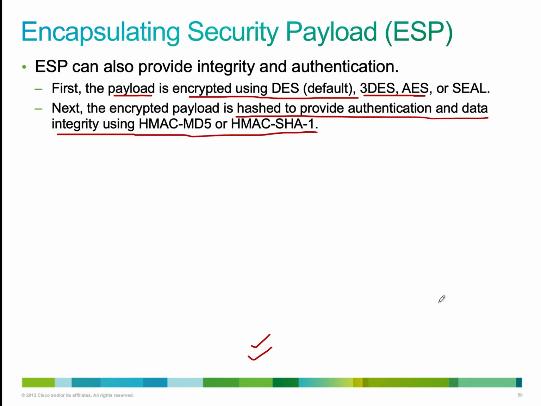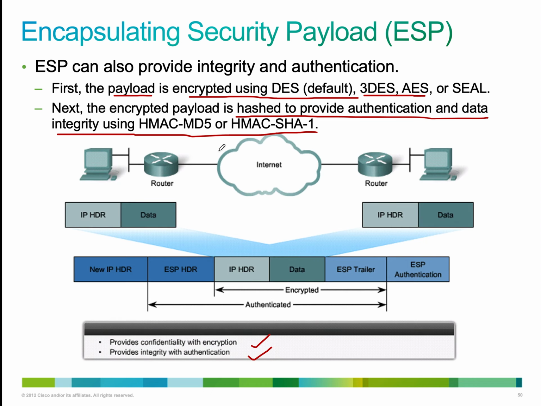We already mentioned this. First, the payload is encrypted using DES by default, or 3DES, or AES. Next, the encrypted payload is hashed to provide authentication and data integrity using HMAC-MD5 or HMAC-SHA-1. So the authentication is provided by the hashing functionality. So ESP is super good.